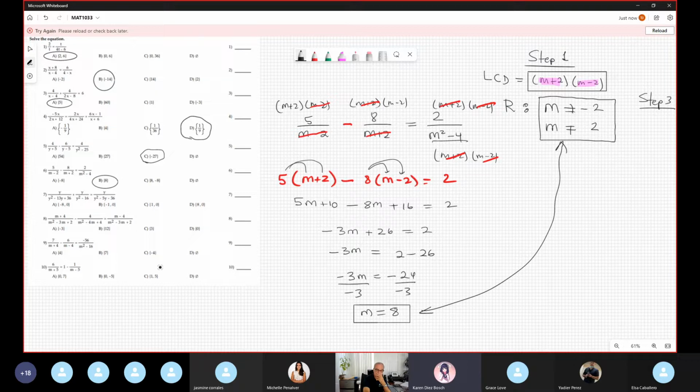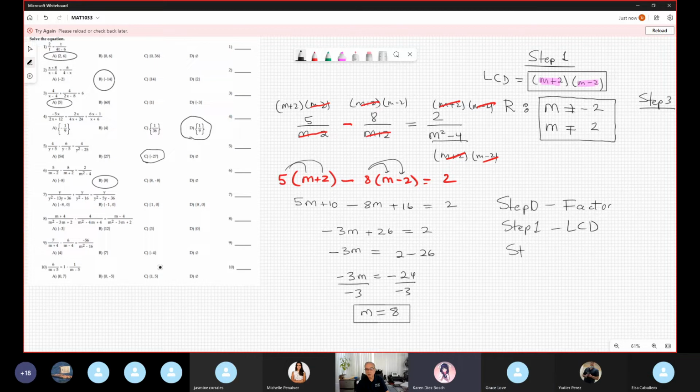Entonces, let me. How many steps does that problem have? I call step 0. What is the step 0? Factor. Step 0. Factor. What is the step 1? Least common denominator. Super cool.